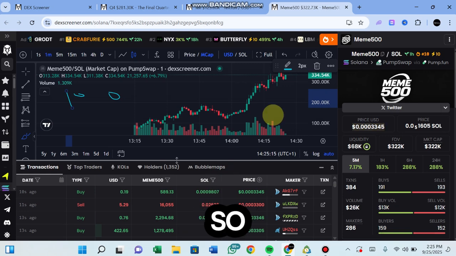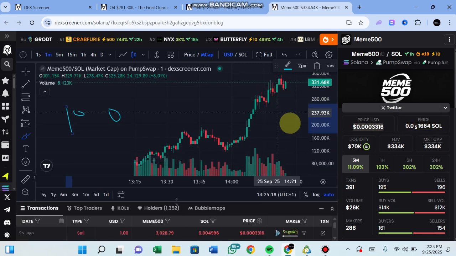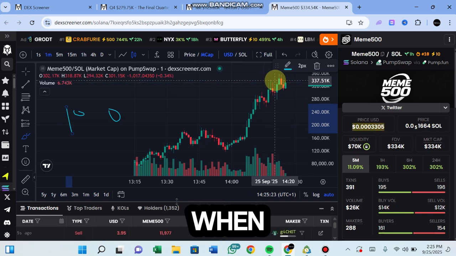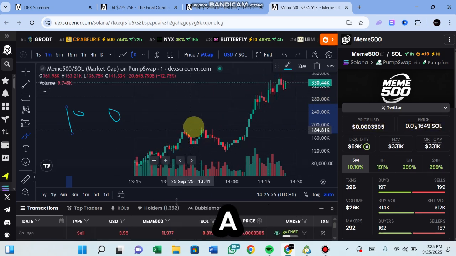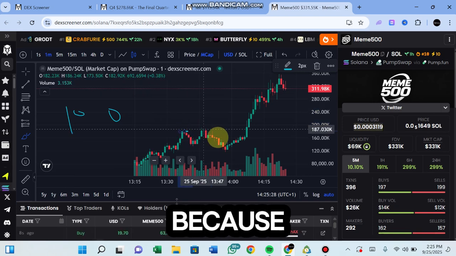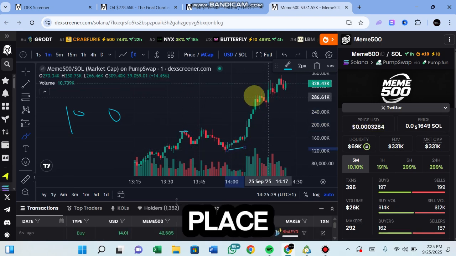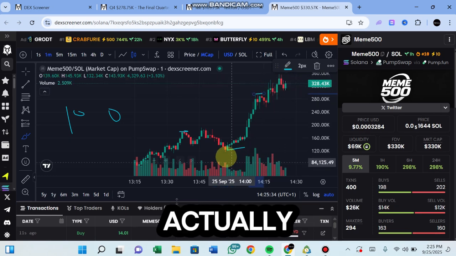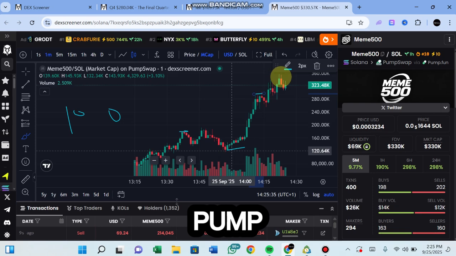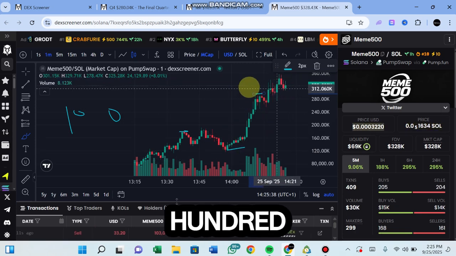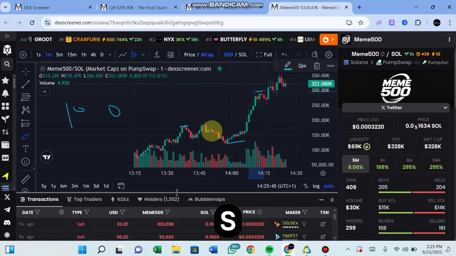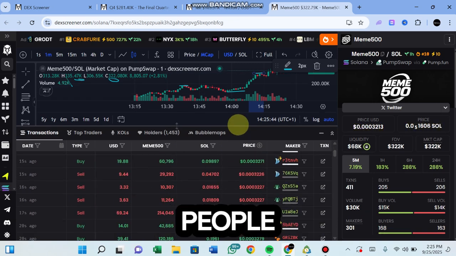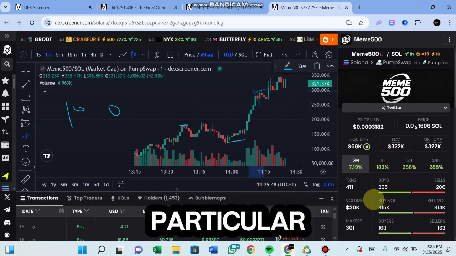And guys, just like I said, there's always a top. It is best you buy when there's a dip. This place is actually a top, because you get to this particular place, the retracement. This is actually a very nice pump it has made since it moved from 100K to 200K. This is like 2x. There are people that will take profit, and you can check the transactions, people selling or taking profit at this particular place.